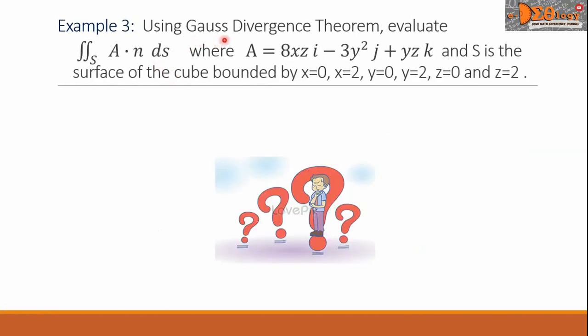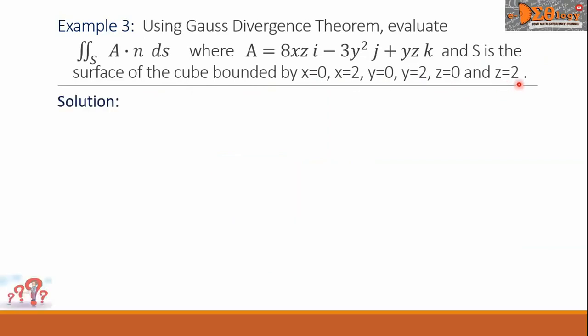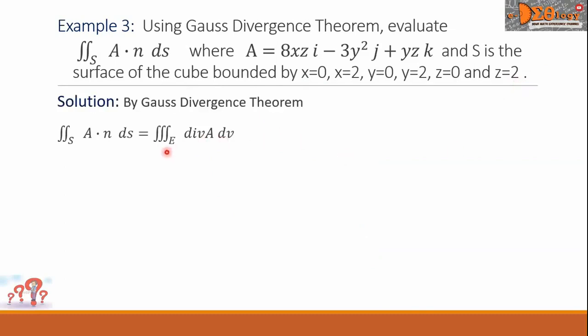Example 3. Using Gauss Divergence Theorem, evaluate the double integral over S of vector A dot n dS, where vector A equals 8xz i minus 3y squared j plus yz k, and S is the surface of the cube bounded by x equals 0, x equals 2, y equals 0, y equals 2, z equals 0, and z equals 2. Let us write the Gauss Divergence Theorem formula.